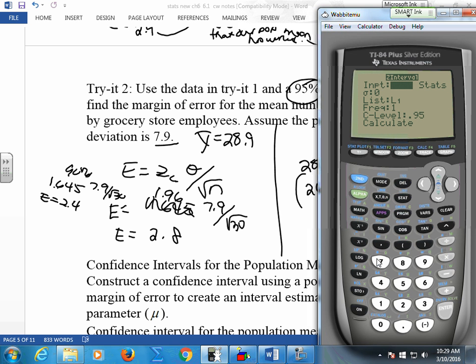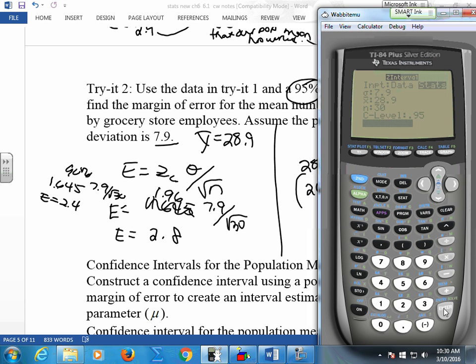Number 7. It says, do you want to use your data or your statistics? I'm just going to use my statistics. It says, give me your population standard deviation, 7.9. Give me your sample mean, 28.9. If I wanted to, I could use my data and put it in my L1 and let it take it out of there. My n, how many did we say was in this sample? 30.